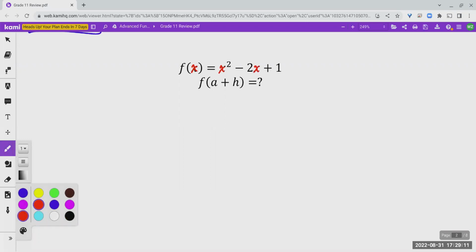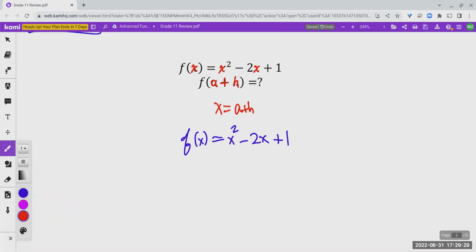I'm going to just make all the x's red. Now, this time, instead of f of x, I have f of a plus h, which means x is equal to a plus h. Okay, let's do it. Copying the question down. f of x equals x squared minus 2x plus 1. Make all the x's red. Okay, so f of, instead of x, I'm going to write a plus h.